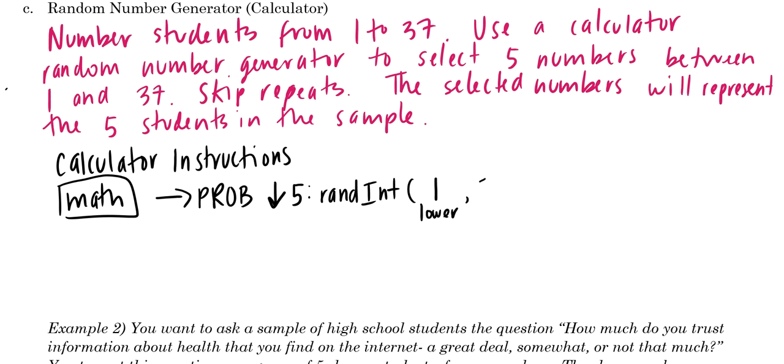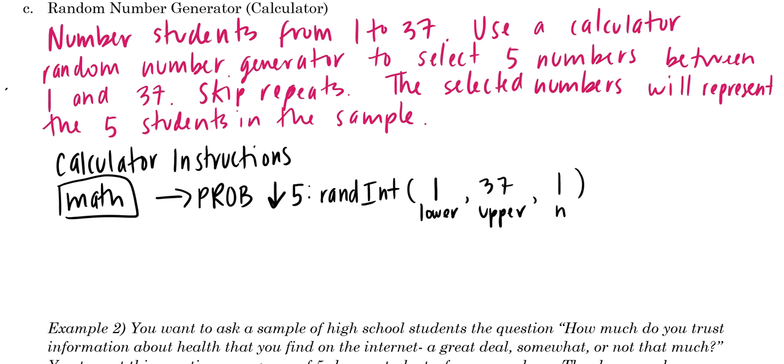My upper number is going to be 37. And then the n, the last thing that it wants, n tells you how many numbers you want to take at a time. But there's an issue. I want 5 random numbers here, but my calculator doesn't know that it's supposed to skip repeats. And so what I typically do is if I need 5 numbers, I'm just going to pick them one at a time. So for my n, I'm just going to pick 1. And then I'm going to close the parentheses.